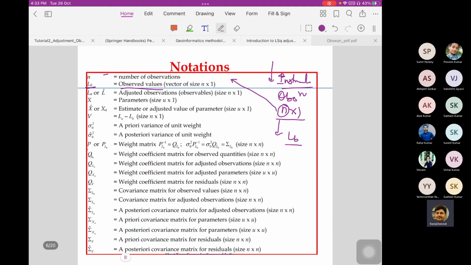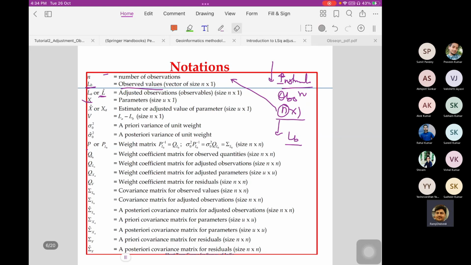Second, these observations contain errors, and after adjustment you will represent them by La, that is adjusted observation, or L hat. There is a term called L hat which you will be using. L hat you will call the adjusted observation. X, capital X, is your parameters.